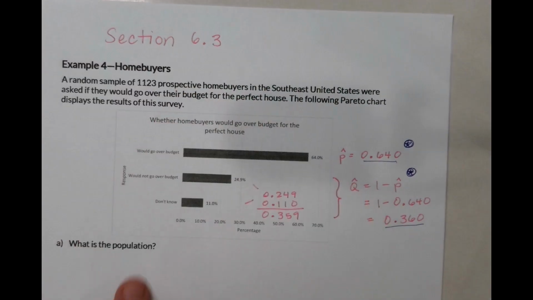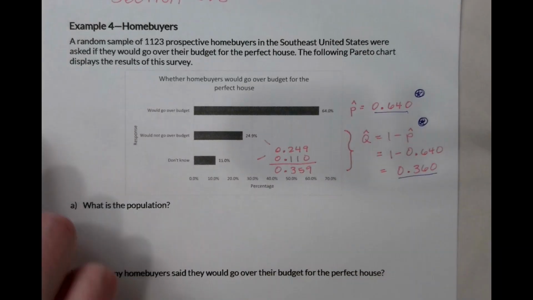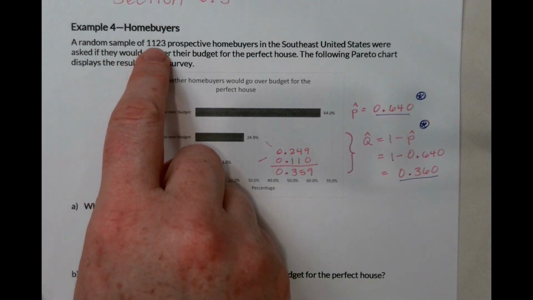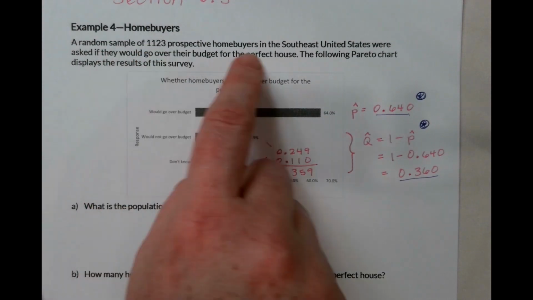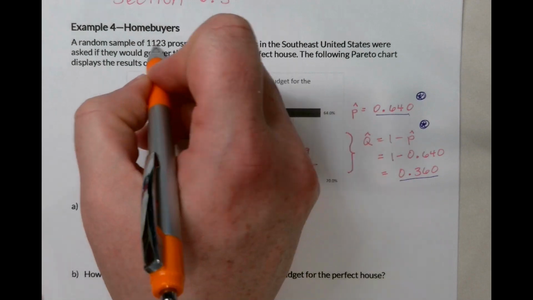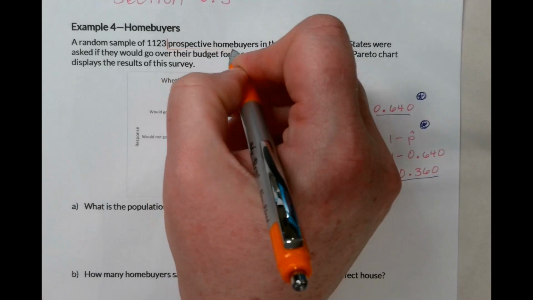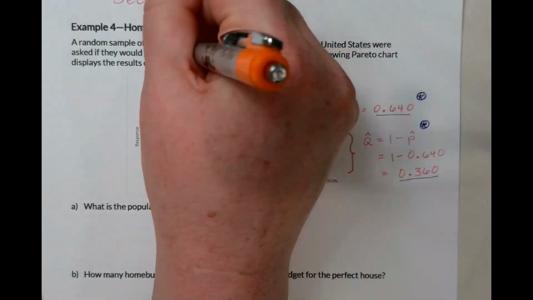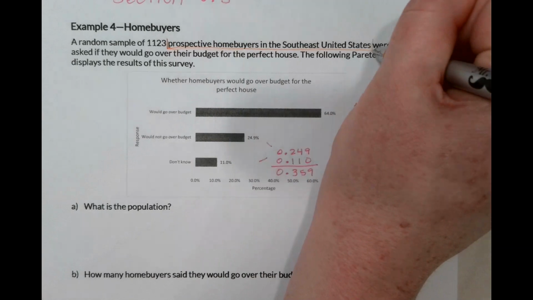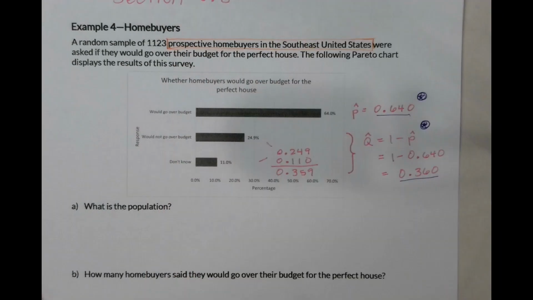The first thing we need to do is identify the population. We're told that we have a sample of 1,123 prospective homebuyers. So this sample had to come from our total population. So in this case, if I go past that number and I start reading, we have prospective homebuyers in the Southeast United States. That is my population that I'm concerned with. So not just prospective homebuyers, or not all homebuyers.